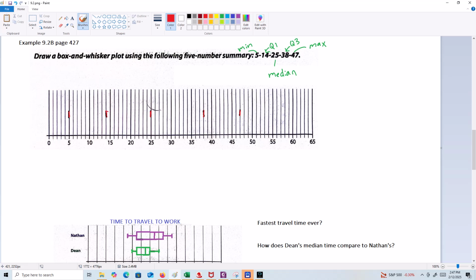Now we join the quartile 1 and quartile 3 by boxing in the median. We end up with something like that. It's a little sloppy. And then we need to add whiskers that combine the quartile 3 to the max, and then the min to the quartile 1. And we have our box and whisker plot, or our box plot.